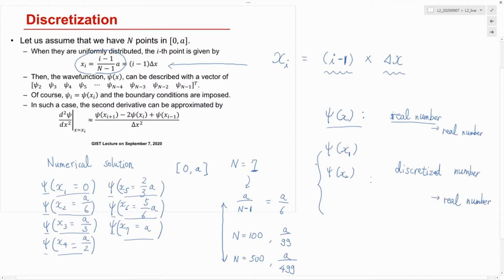So, in a rigorous way, we cannot use the same symbol for this one and that one, because it can give us some confusion. However, for simplicity, I will just use the same symbol psi for its discretized form. Whenever it does not give us any confusion, I will make a mixed use of the real function psi and its discretized version psi. Okay.